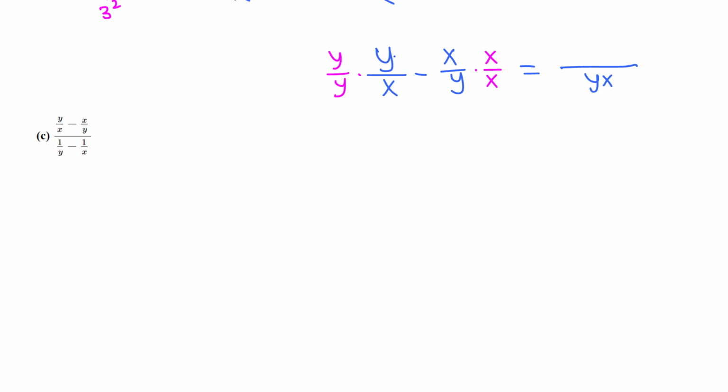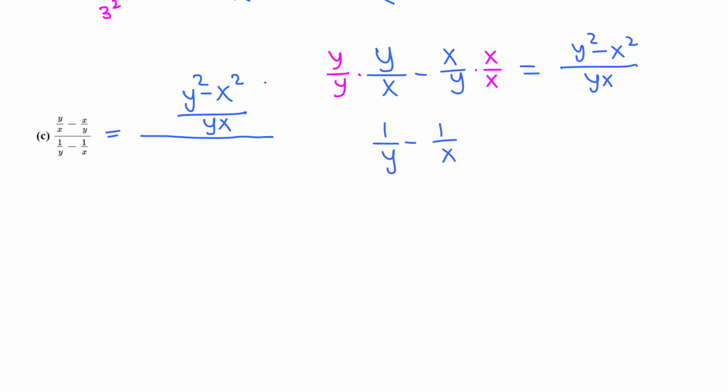On the top, y times y square minus x square. So this is on the top: y square minus x square over yx. On the bottom, 1 over y minus 1 over x. To make a common denominator, we multiply by x over x and by y over y, and that means common denominator xy: x times 1 minus 1 times y. So x minus y over xy.